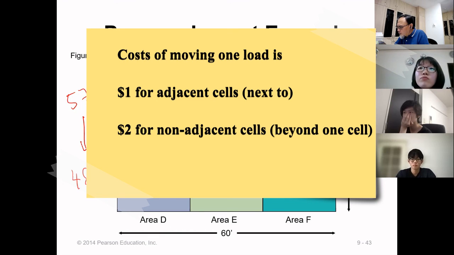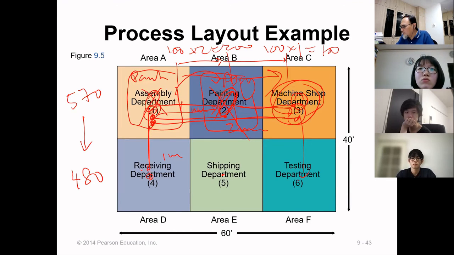Okay, actually the cost of moving one load between adjacent departments is one. Moving a load between non-adjacent departments costs two. Okay, it has not used the distance. It's given inside the book. It is still multiplied by two because it says here, non-adjacent is $2. Non-adjacent means not anything beyond the next department. For example, machine to painting is one, but machine to assembly is two, machine to receiving is two, machine to shipping is two, machine to testing is one. So anything not adjacent is $2. Okay. Thank you. So it's just one or two? Yeah, one or two.